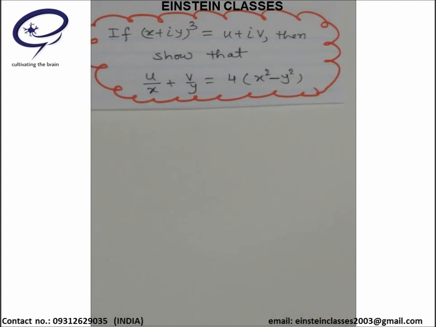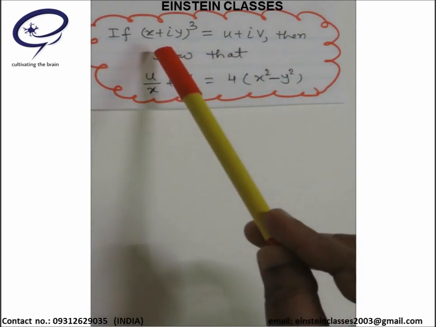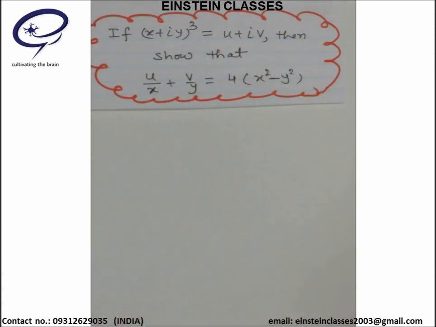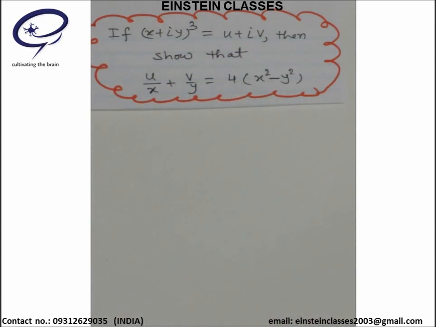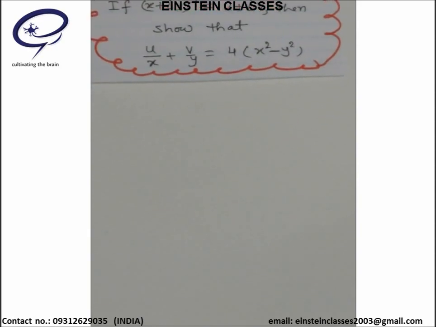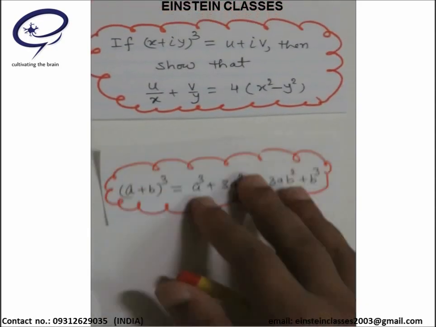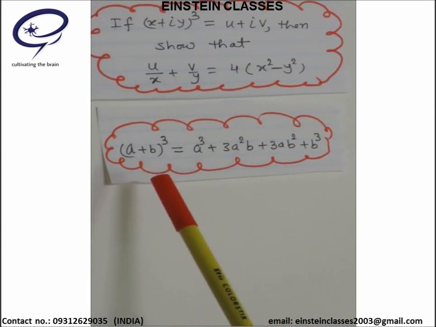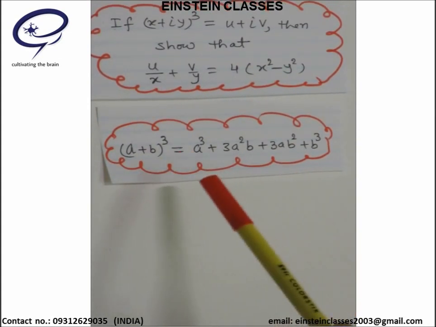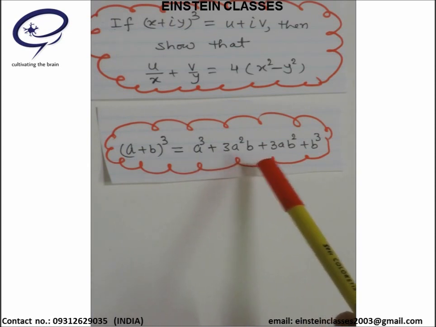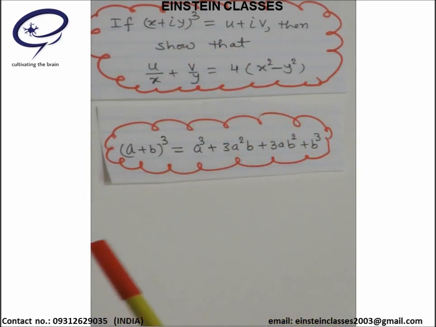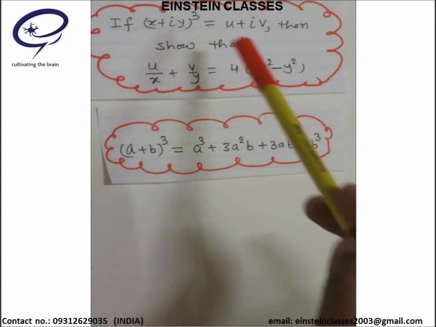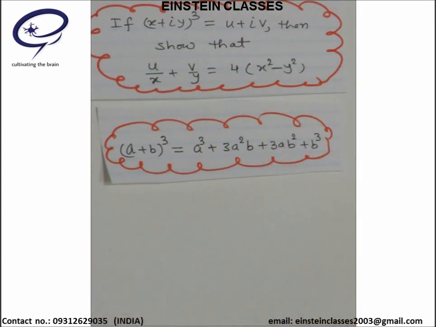So what is the approach to this problem? First of all, we have to expand (x + iy)^3 according to the concept of (a + b)^3. That means we are going to use the identity of (a + b)^3. Now the identity of (a + b)^3 equals a^3 + 3a^2 b + 3ab^2 + b^3. Now take a equal to x and b equal to iy and expand (x + iy)^3 according to this identity.